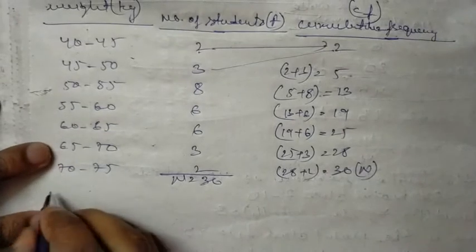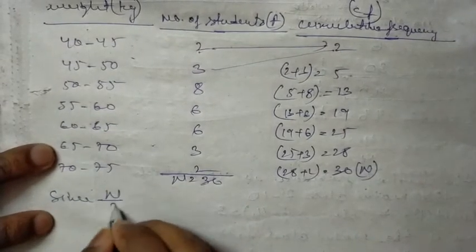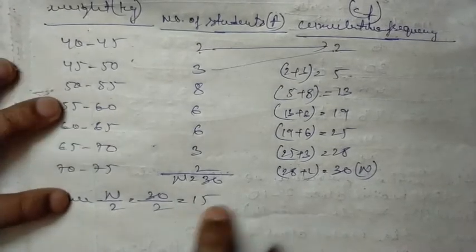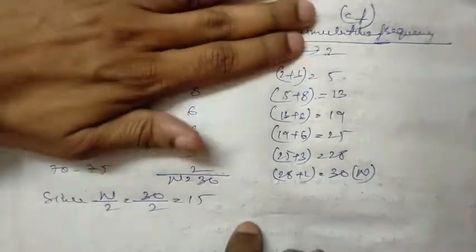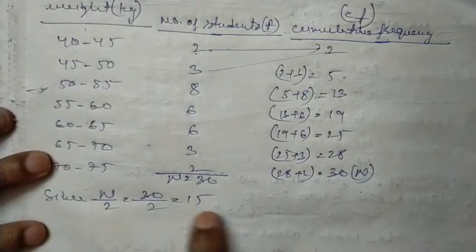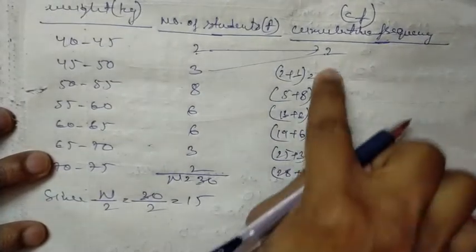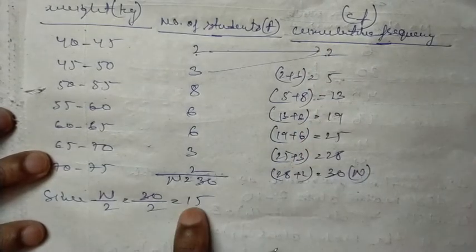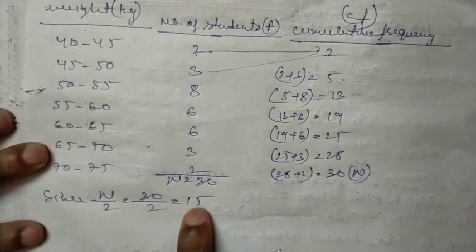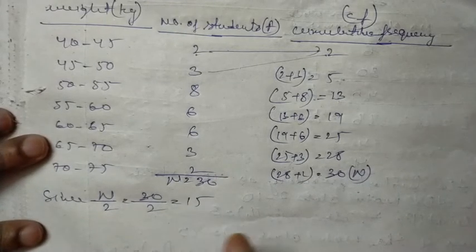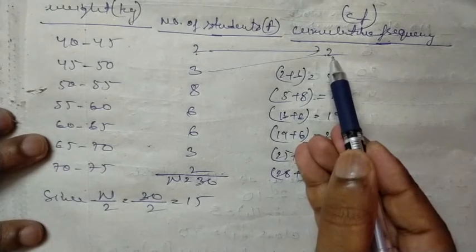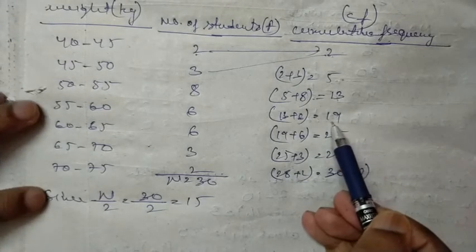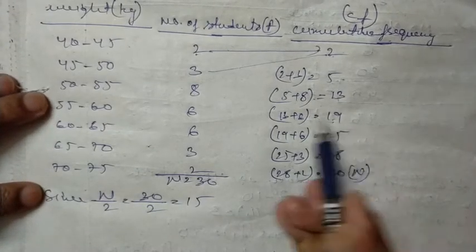Now for the median, since n by 2 is 30 by 2, it will be 15. We have to look in the cumulative frequency to find the median class, where 15 lies, but it should not be less than 15. We cannot take a number less than 15. So 2 is much less than 15, 5 is also less, 13 also is less than 15, so 15 will lie over here.